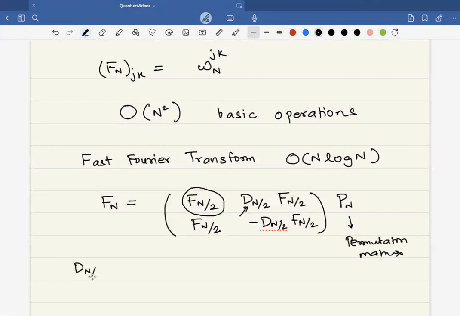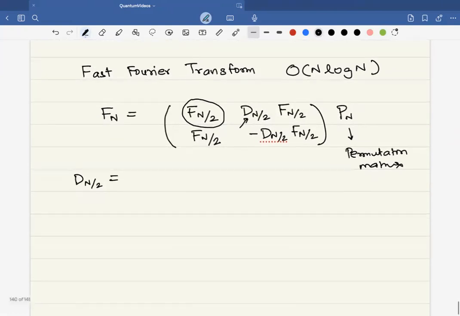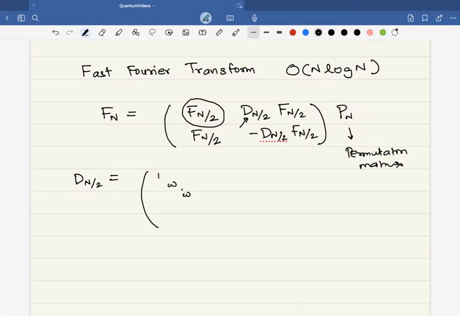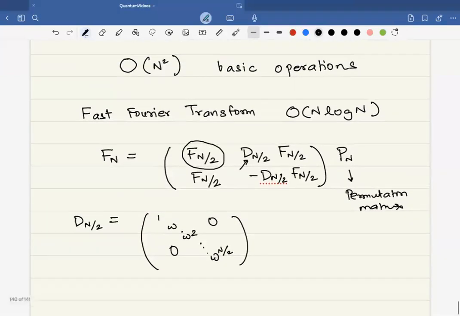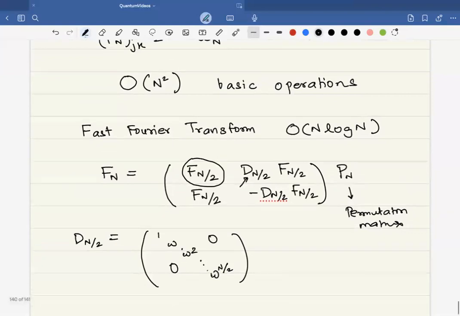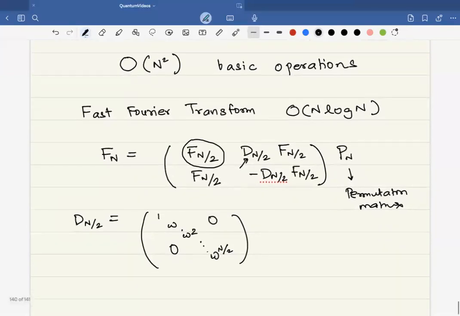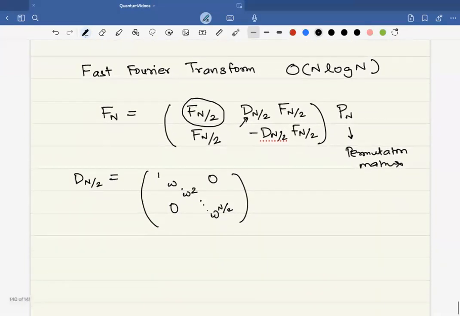So Dn over 2 is a diagonal matrix that looks like this: 1, omega, omega squared, up to omega to the power n over 2, right? So this is the reason why the Fourier transform can be sped up from n square operations to n log n operations, because we can define it recursively and then do the speed up of the Fourier transform.